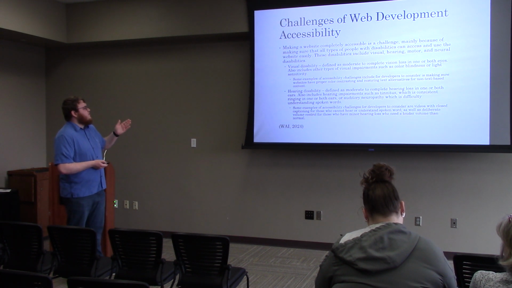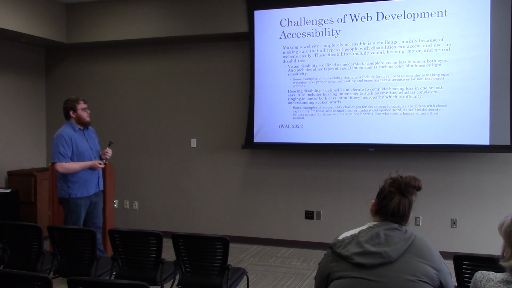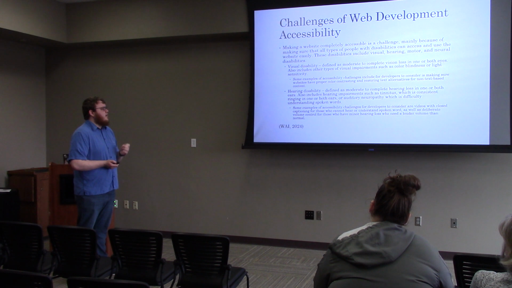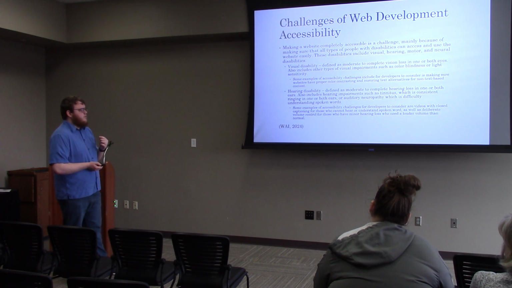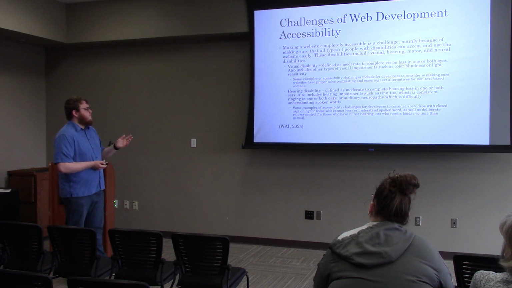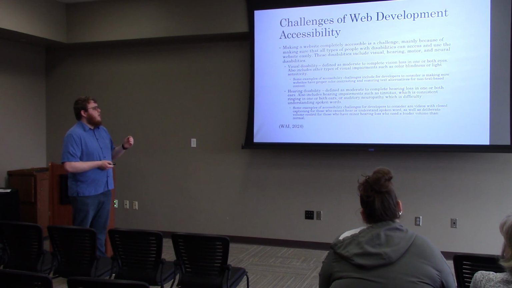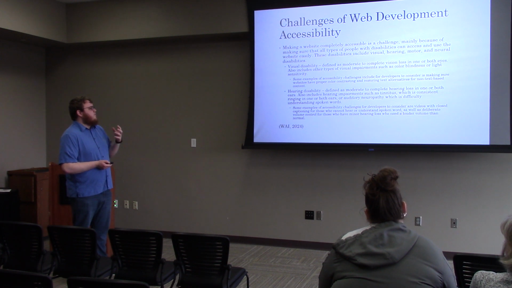And then next is the hearing disability, defined as moderate to complete hearing loss in one or both ears. It also includes hearing impairments such as tinnitus, which is consistent ringing in one or both ears, as well as auditory neuropathy, which is difficulty understanding spoken words. Some examples of accessibility challenges for developers to consider are videos with closed captioning for those who cannot hear or understand spoken word, as well as deliberate volume control for those who have minor hearing loss who need a louder volume than normal.